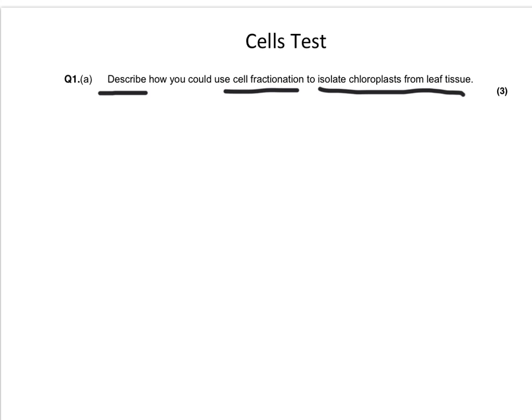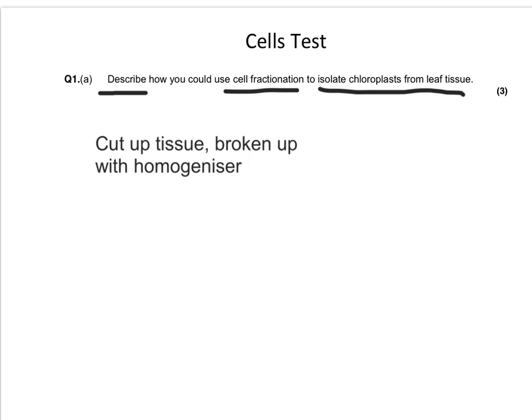Okay, so for the first mark, you've got to mention that you would cut up the tissue and break it up with a homogenizer, and then remove the cell debris. That's just one mark. For the second mark, you need to mention that the solution is cold, or you could mention isotonic or buffered. That's just for one mark.